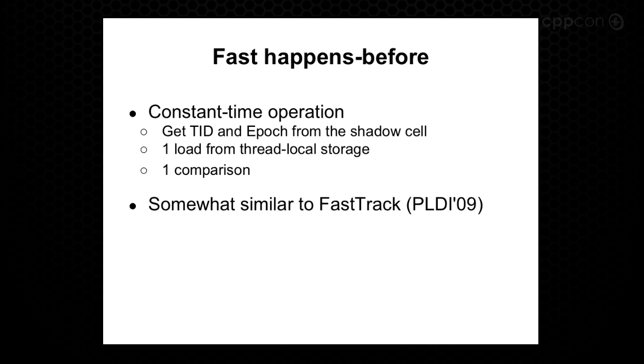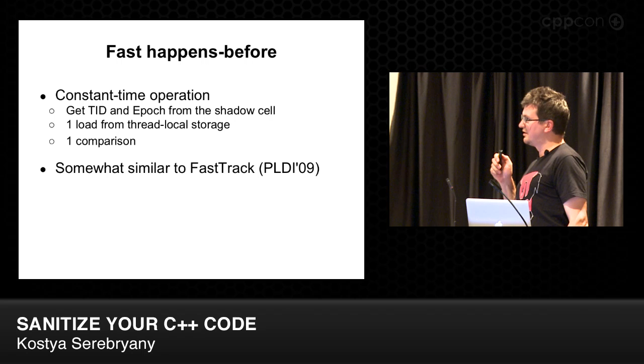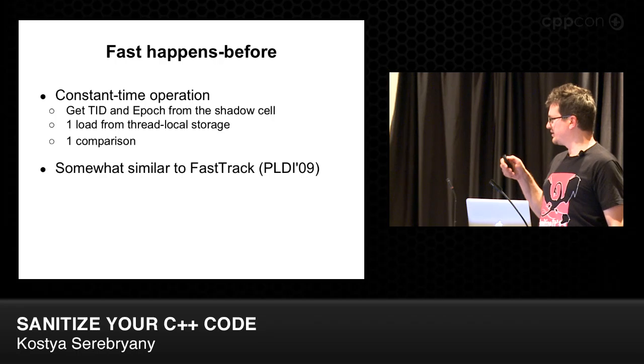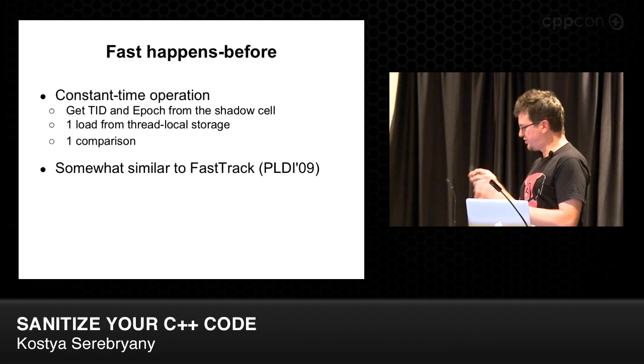I will not go into detail of how this is actually implemented, but the key point here is that checking happens-before, in our case, is a constant time operation. It requires two memory accesses with one indirection level each, so very cheap.